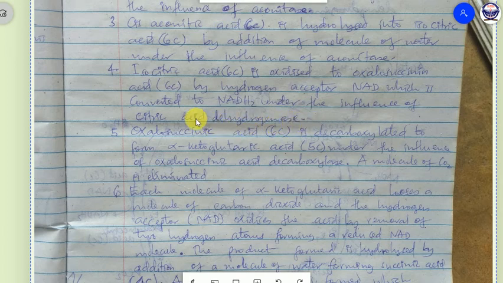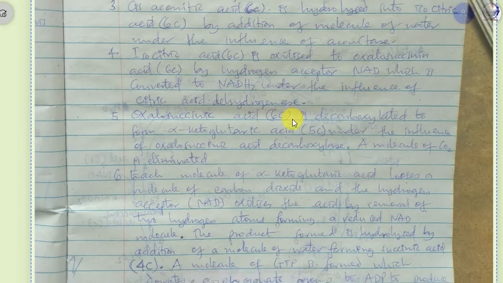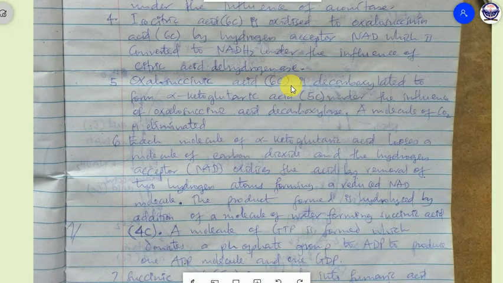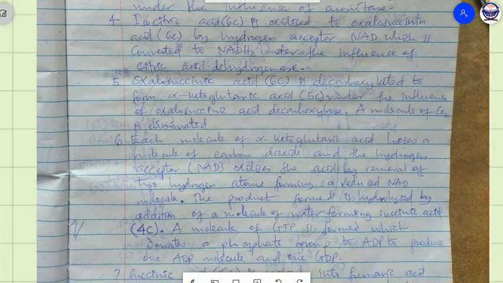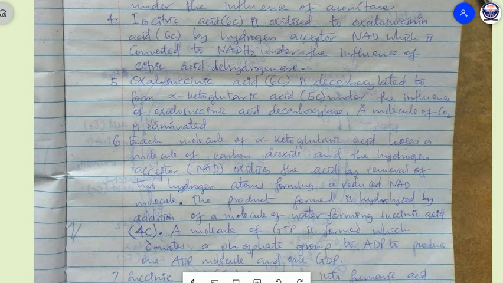So citric acid dehydrogenase or citrate dehydrogenase inakata the reaction of removing hydrogen from isocitrate kwenda kuform nini? Kwenda kuform oxalosuccinate. Kwa hiyo tunatoka kwenye isocitrate kwenda kwenye oxalosuccinic acid or oxalosuccinate.